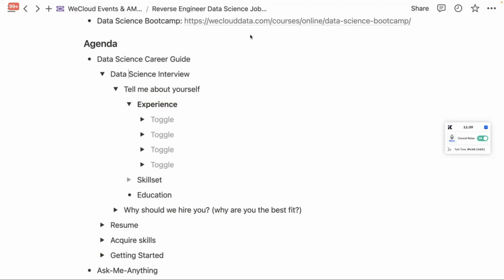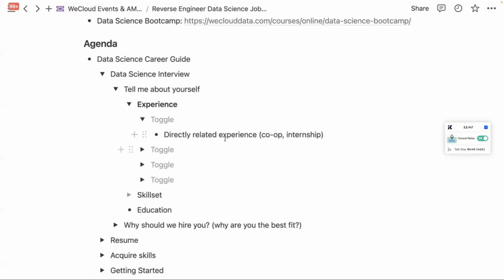Job experience relevant to the job I'm applying for, of course, 100%. I think directly related experience, right? It could be, but I'm assuming that we are not data scientists, otherwise we're not going to have this conversation. Assuming you want to become a data scientist, then I think direct experience is the most relevant, whether it's internship and co-op. These are very, very important experience to have.